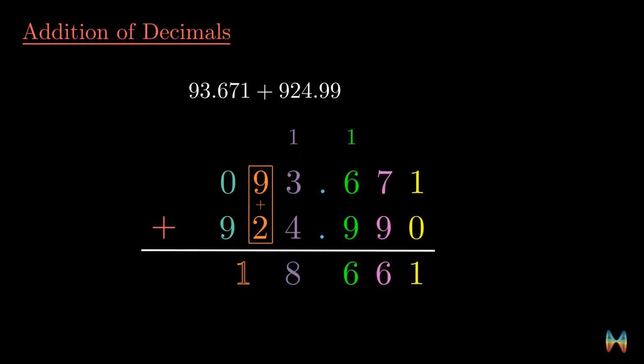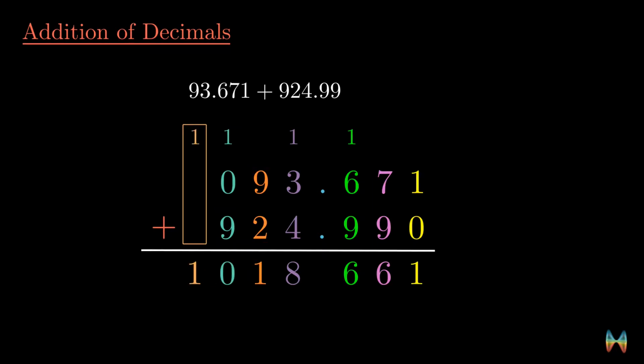We repeat these steps until we finish adding the leftmost column. The last step to do is to copy down the decimal vertically below, and voila! There is your answer to the sum.